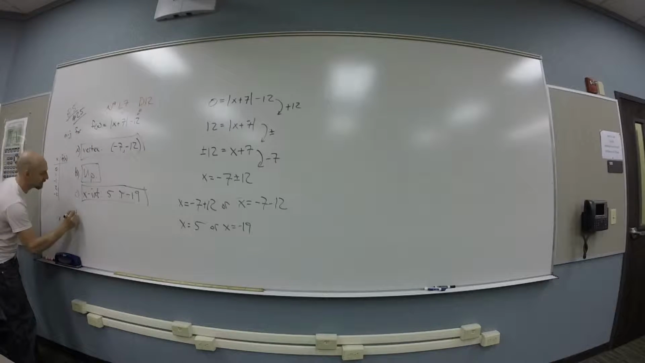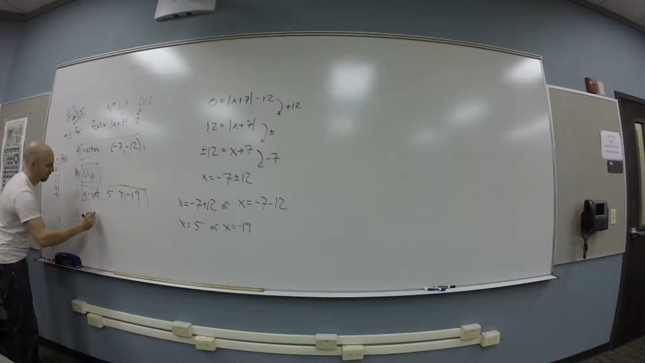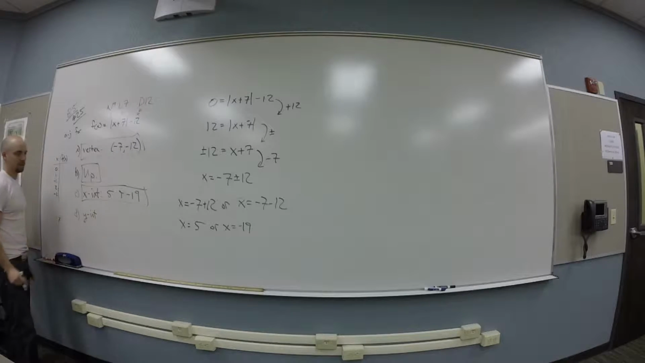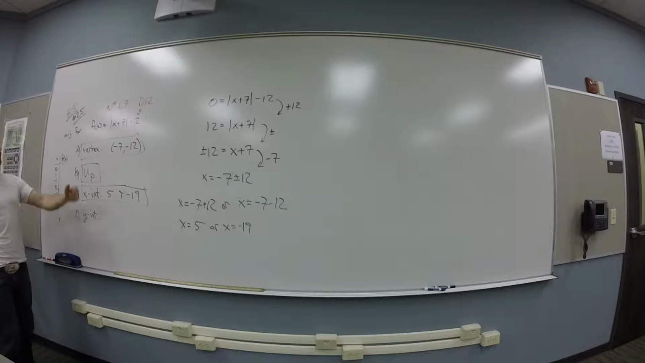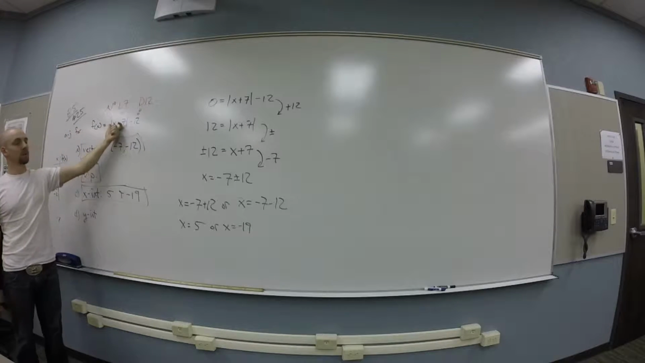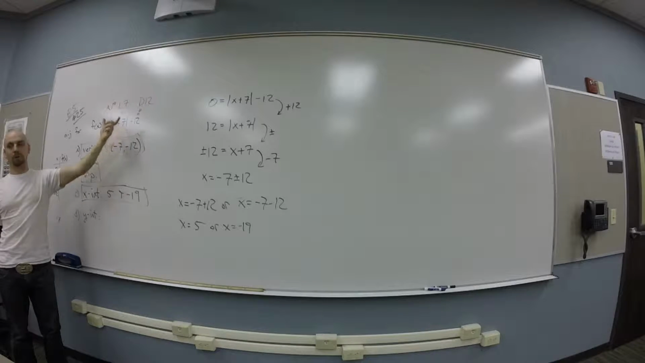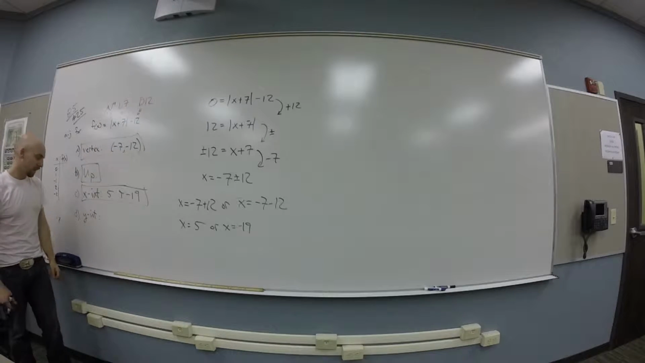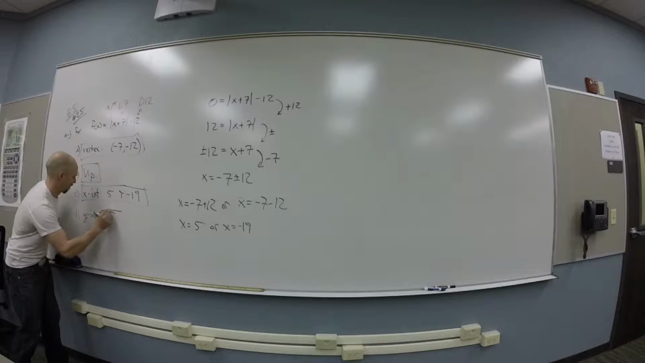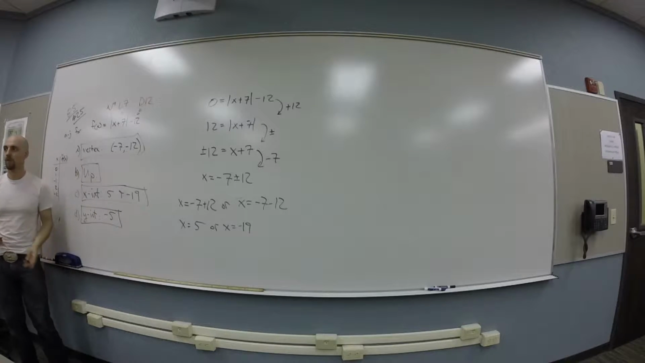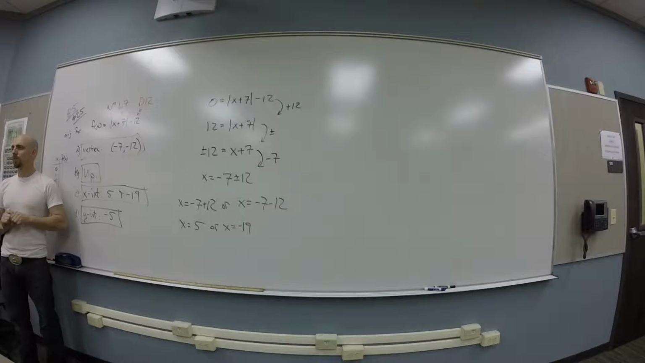How about D? D is actually easy. Y-intercept. Plug 0 in for x. So when you plug 0 in for x, you get 7, and 7 minus 12 is negative 5. You guys see that? Y-intercepts are always easier because they're an evaluate question. X-intercepts are always a little harder because they're a solve question.